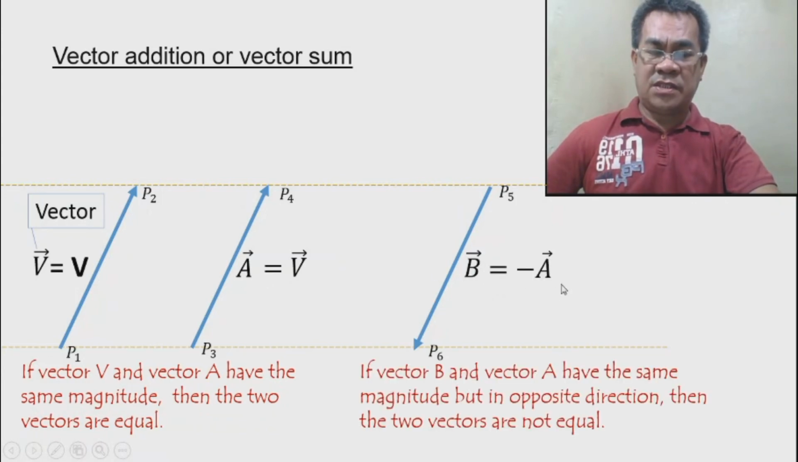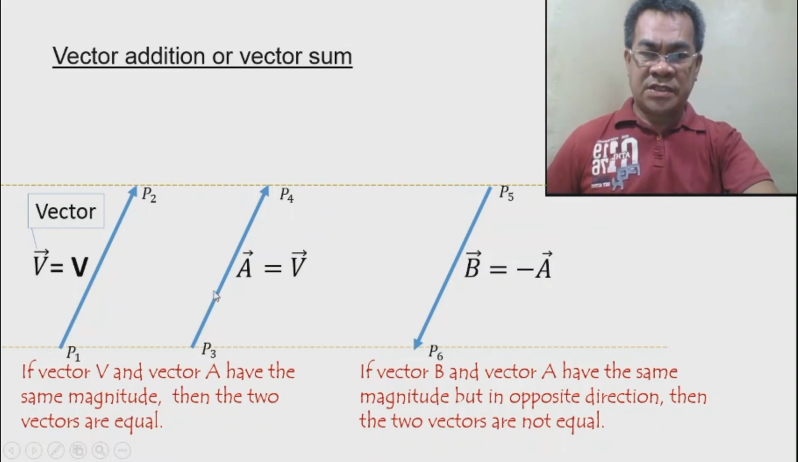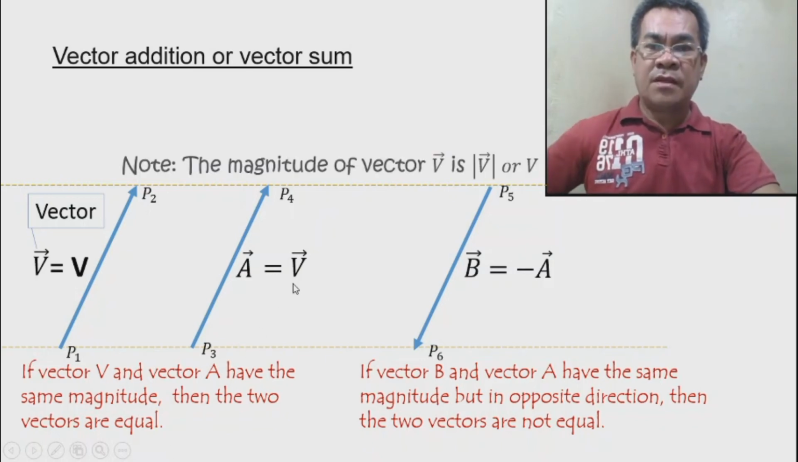Okay? But we can use the sign of equality, with a negative, the additive inverse. Negative inverse. This means that they have the same magnitude but in opposite direction. This is the relation between the two: additive inverse. So, what are equal vectors? Vectors that have the same magnitude and the same direction.